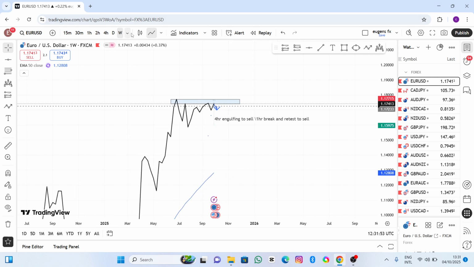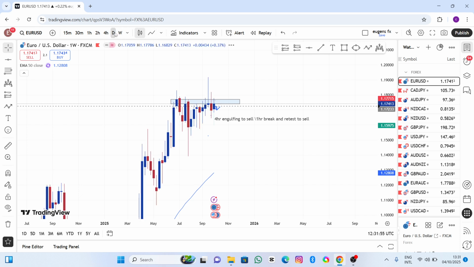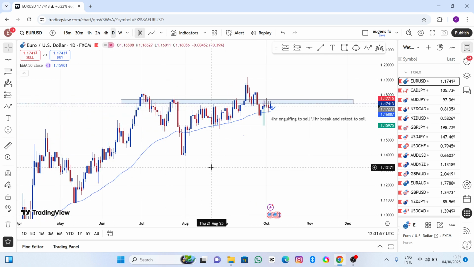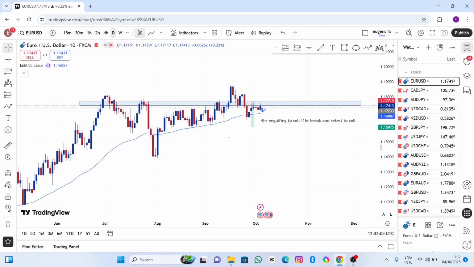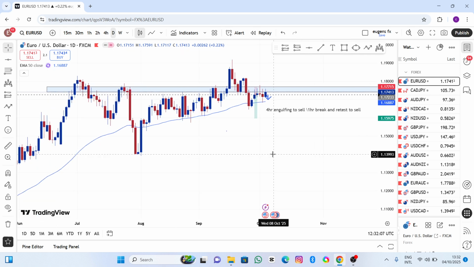So let's go down to the daily where we have more price action. On the daily, you can see whenever we are below, we are selling, and above we are buying. So now we are below, so I expect it to sell. Now on the daily, let's confirm whether the market is bullish or bearish.